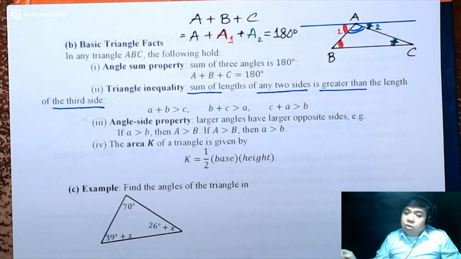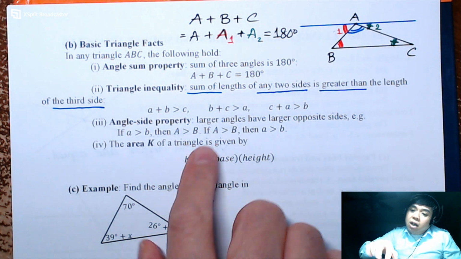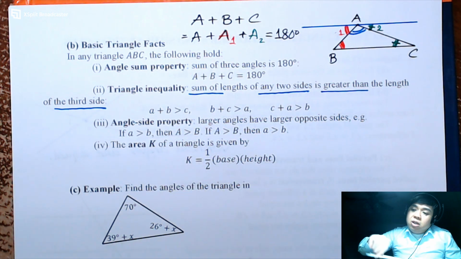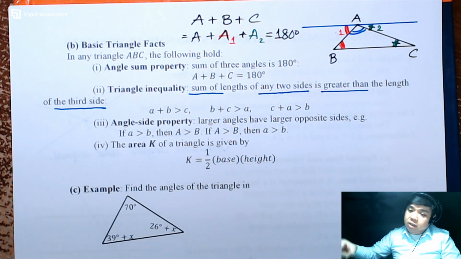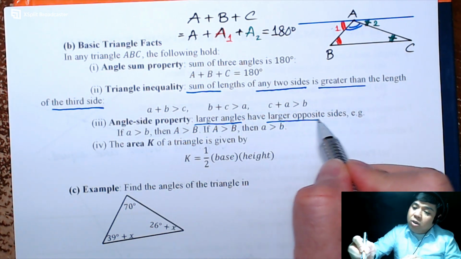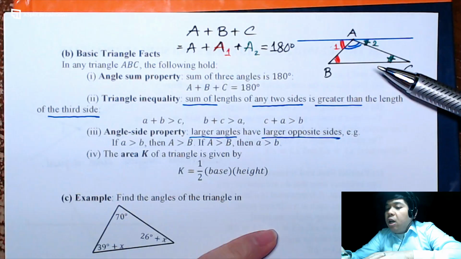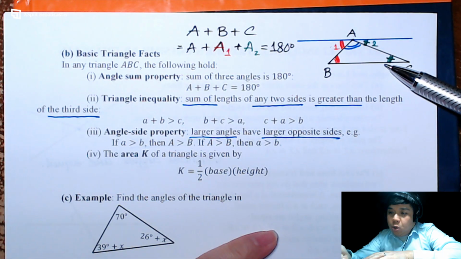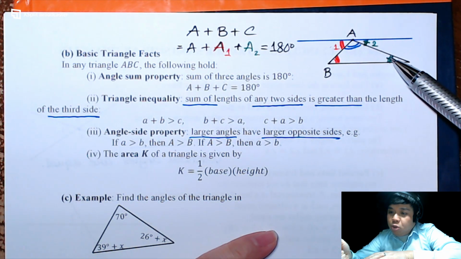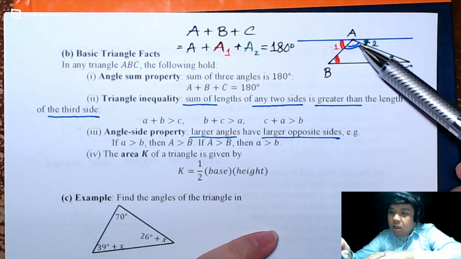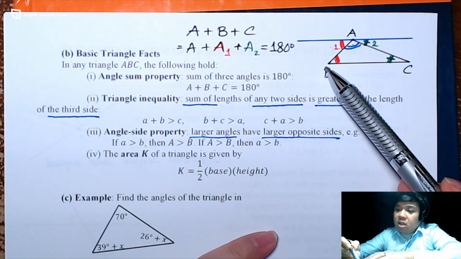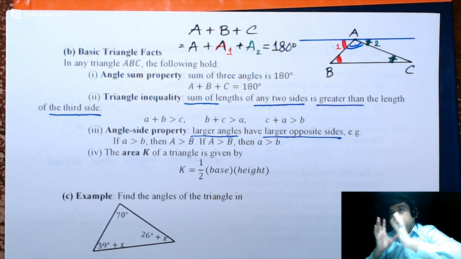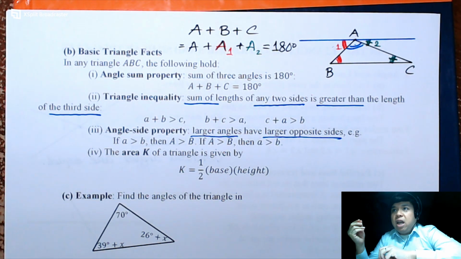Next, the angle-side properties. It says that the larger angle is opposite the longer side. So larger angle, larger opposite side. In this case, you see that angle A is bigger than angle C. So this side, opposite the smallest angle, is the shortest side. Opposite the biggest angle is the longest side. They don't give a ratio, they give the order. The biggest angle will face the longest side, and the smallest angle will face the shortest side.